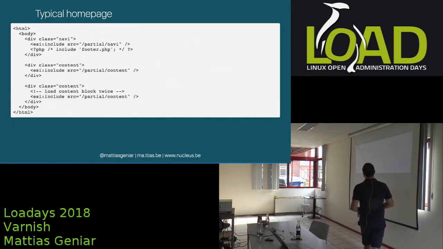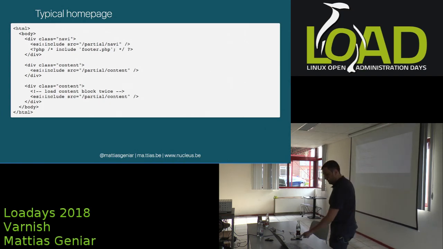In your source, it looked like this. So you have an ESI include with a URL. It's effectively a GET request that will be sent, which is the equivalent of doing an include in PHP. And you can add as many as you'd like. So navigation, two times the content. The benefit here being that the content is only going to be fetched once. The next request, we already have it in the cache, so we can reuse that.